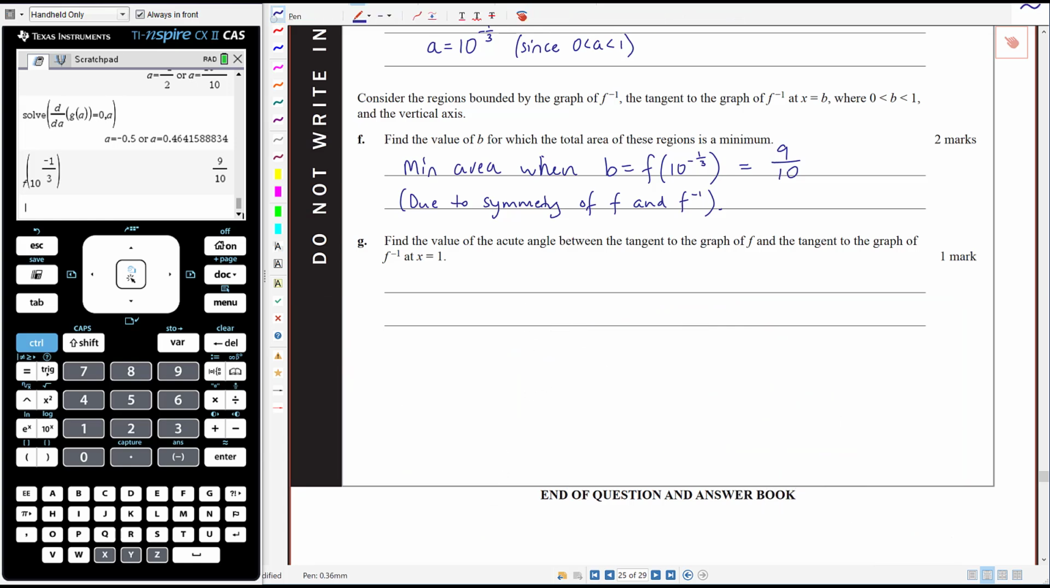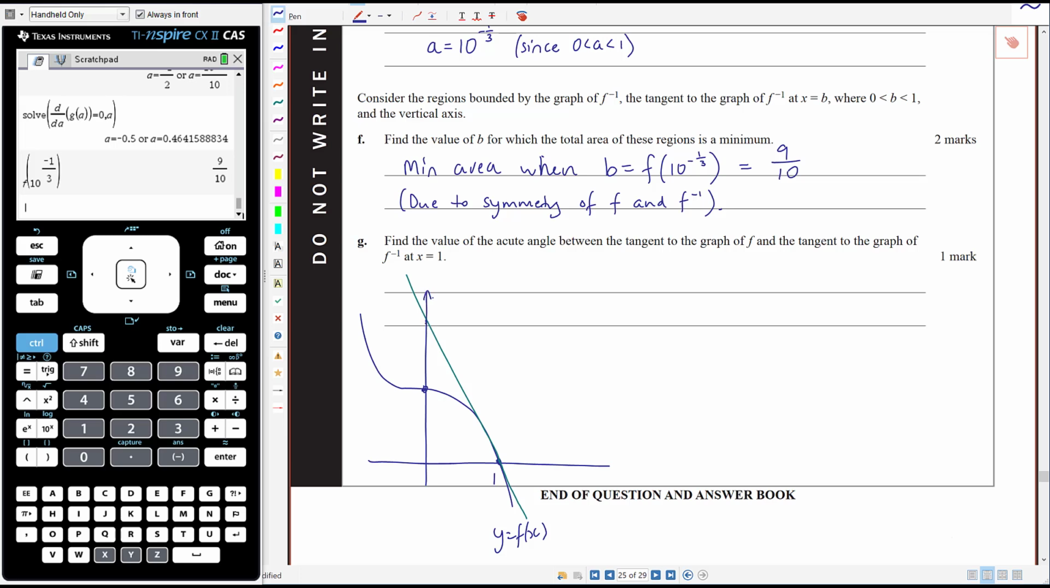Okay, find the value of the acute angle between the tangent to the graph of f and the tangent to the graph of inverse f at x equals 1. Okay, so again, let's think about, so here's our function f. We want the tangent at, I've probably got that a bit steep, it's going to be hard to draw my graph. Okay, so we've got the tangent at x equals 1. Tangent to f at x equals 1 is going to be that line.